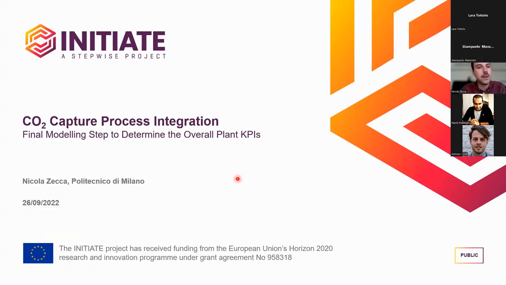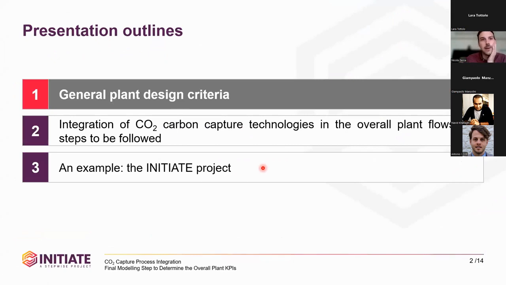So, thank you. I'm Nicola, a PhD student at Politecnico di Milano, and I will talk about the CO2 capture process integration and the final modeling to determine the overall plant KPI. Here we have the main outline of the presentation. I start by talking a bit about the general plant design criteria, and then I move to the integration of CO2 technologies in the overall plant flow sheet, the steps that should be followed, and at the end the work made for the INITIATE project.